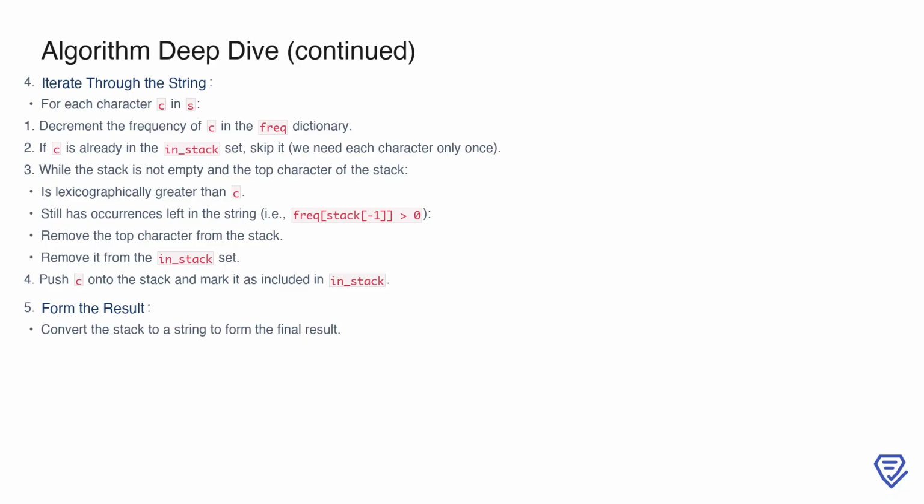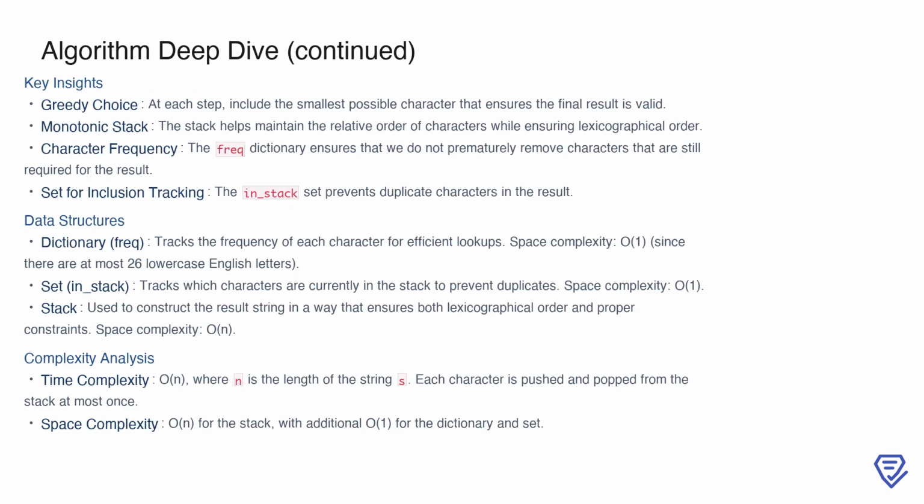We also remove the character from the in_stack set when popping it from the stack. Finally, we push C onto the stack and mark it as included in in_stack. Once all characters are processed, we convert the stack into a string to form the final result. This algorithm works because it makes a greedy choice at each step, selecting the smallest possible character that ensures the final result is valid. The monotonic stack is central to this process, as it helps maintain both the relative order of characters and the smallest lexicographical order.